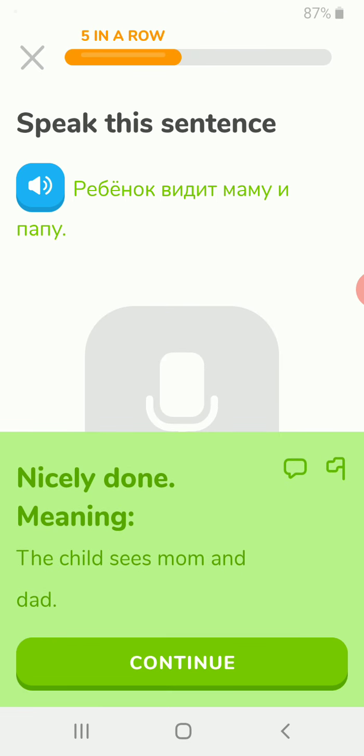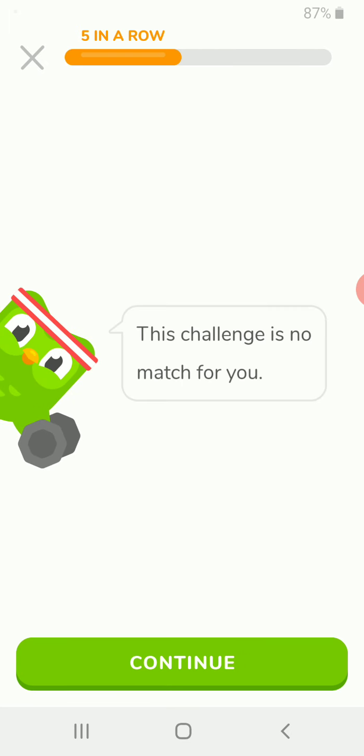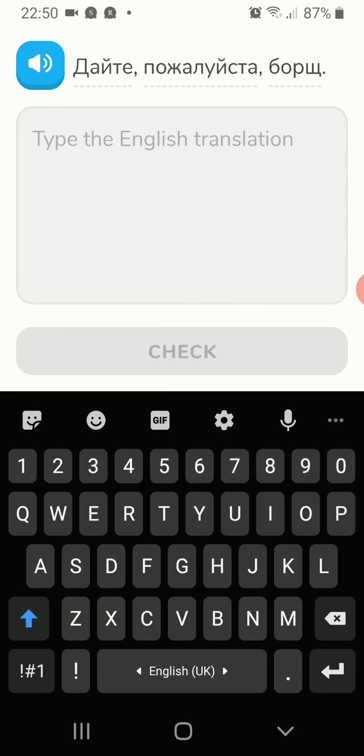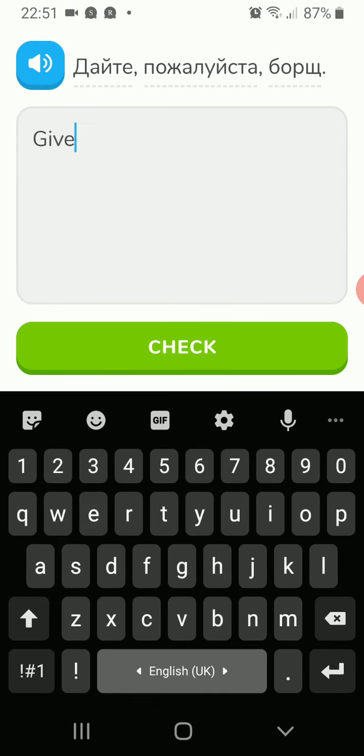We don't say in the nominative form mama и papa, but видит what? It's kind of an objective. Дайте, пожалуйста, борщ. Борщ, we know what is борщ, it's just a soup. So дайте, it's give me. Give me, please. Give me please the borscht.